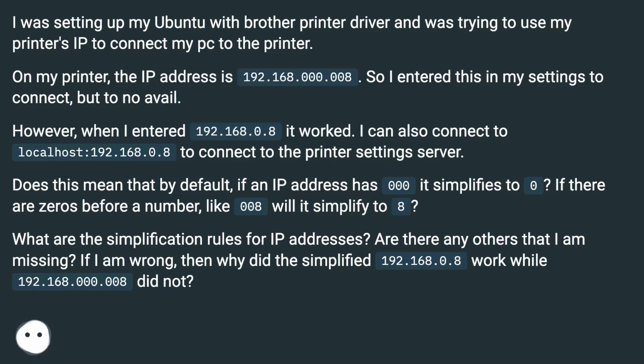If I am wrong, then why did the simplified 192.168.0.8 work while 192.168.000.008 did not?